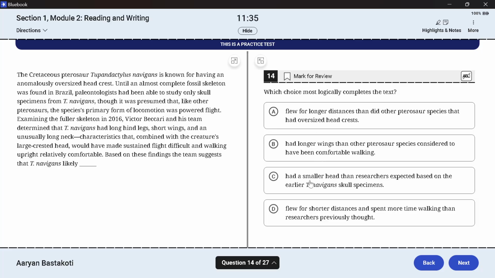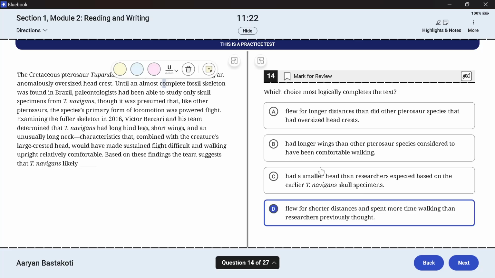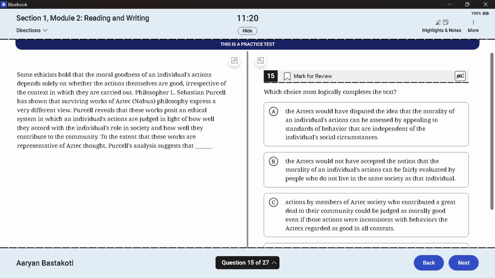Why would they fly for longer distances? A smaller head than researchers expected, based on earlier skull specimens. Flew for shorter distances and spent more time walking. I think this is the right answer because initially they thought one thing and it became the opposite. Which choice most logically completes the text?